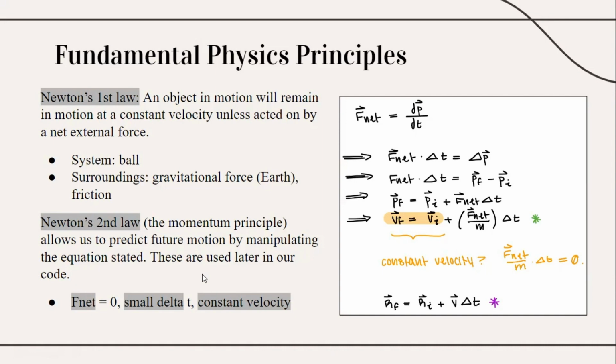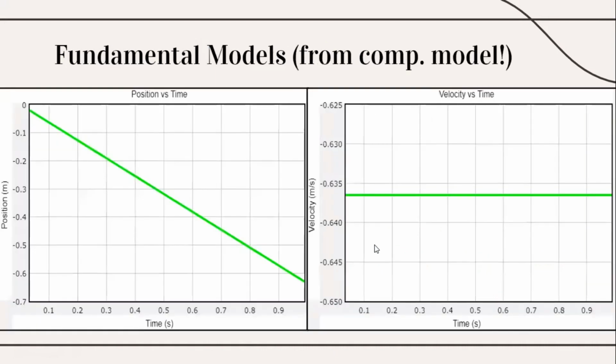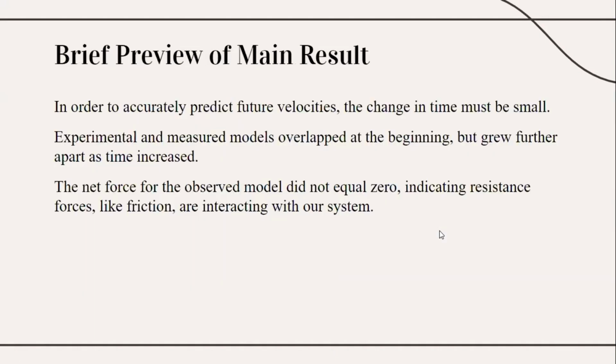Importantly, F net equals 0. Because both mass and delta t are positive values, F net must equal 0 for the change in velocity to be constant, to be 0. These are both models indicating what that would look like given constant velocity.